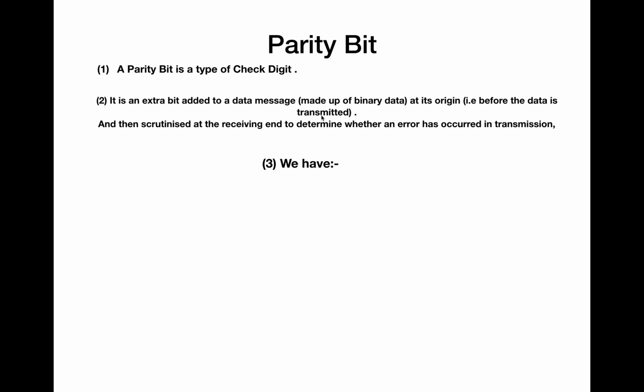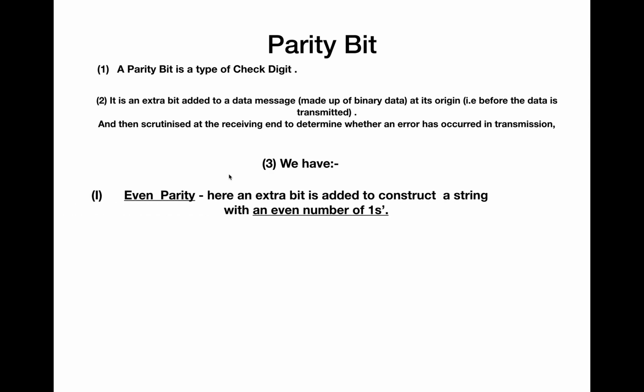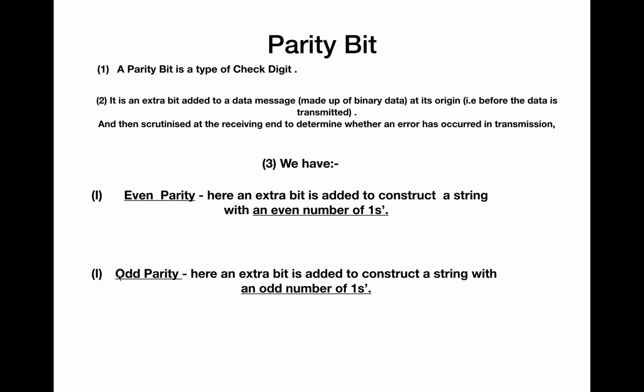And we have two types of parity bits. We have even parity, and here an extra bit is added to construct a string with an even number of ones. Now, as we go through the video, we will see what we mean by even parity. And we have odd parity, and here an extra bit is added to construct a string with an odd number of ones. So in this video, we will concentrate on even parity.